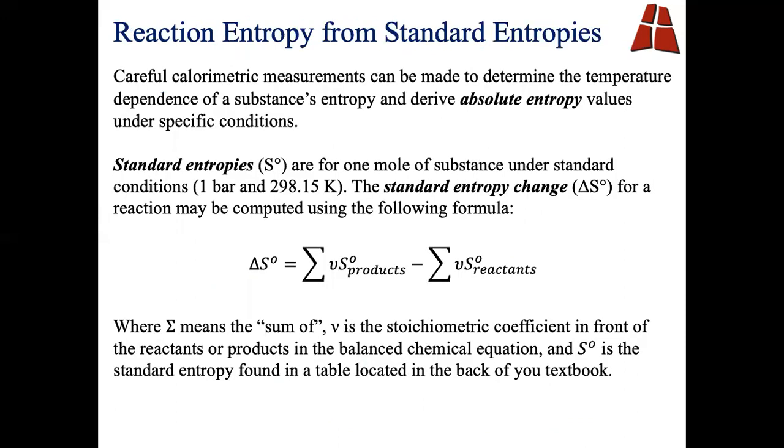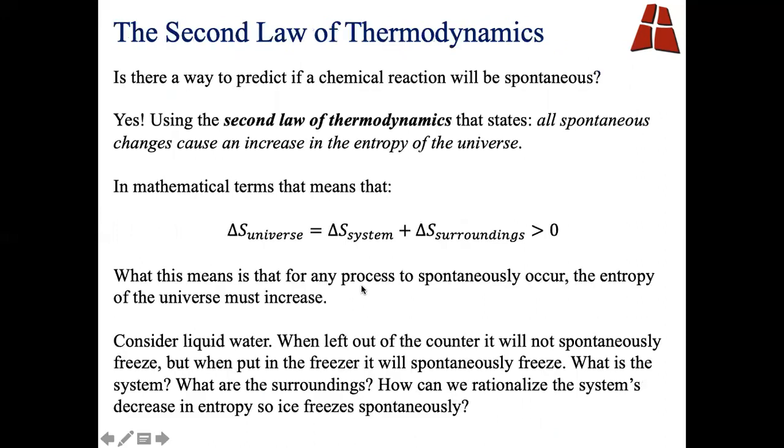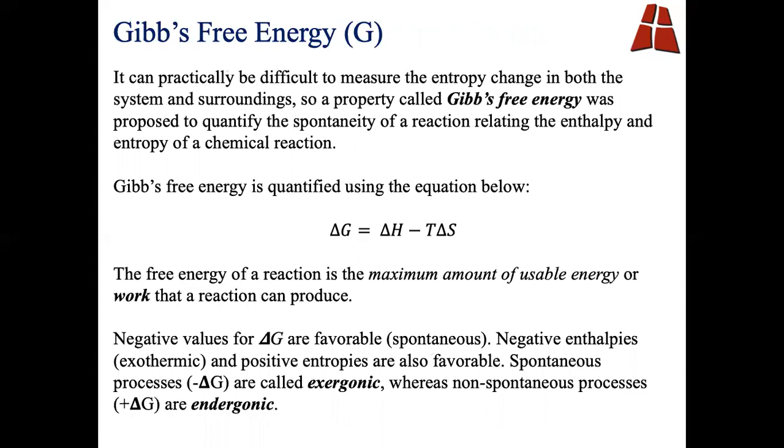We can calculate entropies in a couple of ways. One would be taking the sum of tabulated values of entropies, doing products minus reactants, multiplied, of course, by their stoichiometric coefficients. We can also think of the second law of thermodynamics, where a reminder that the second law states that all spontaneous changes cause an increase in the entropy of the universe. Even if the entropy in our system decreases, we can still increase the entropy of our surroundings to make a process spontaneous. And when we're talking about spontaneity, what we're really talking about is Gibbs free energy.